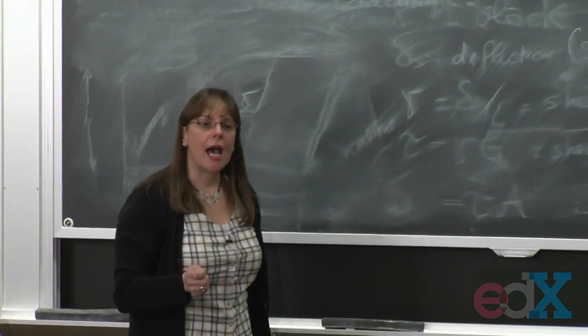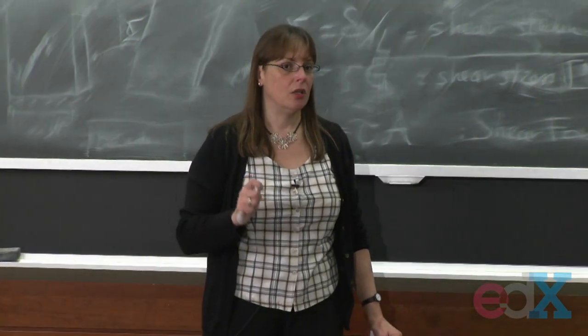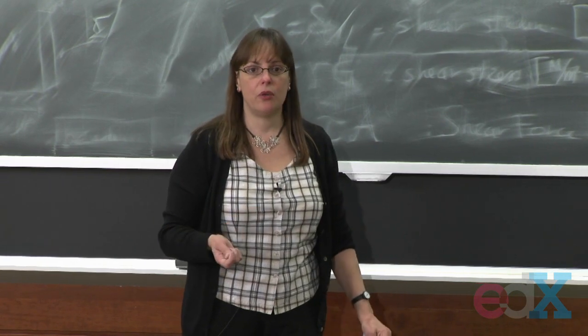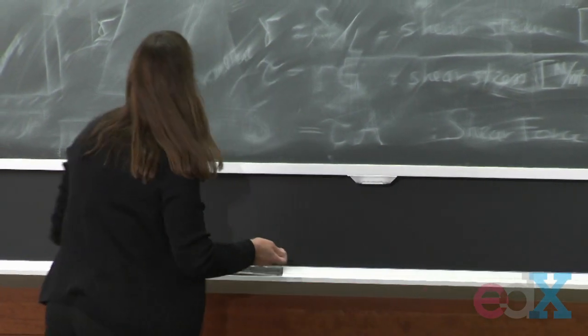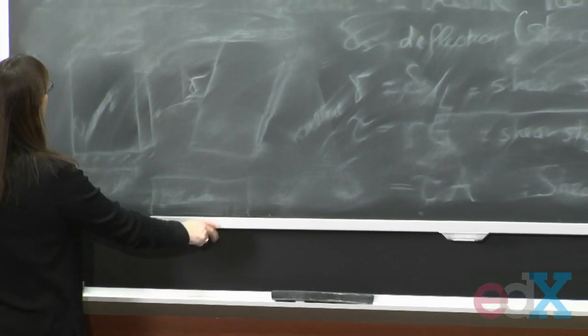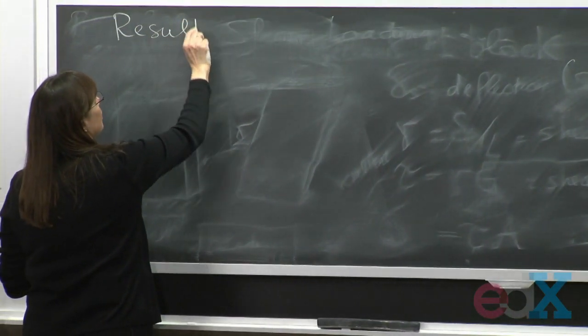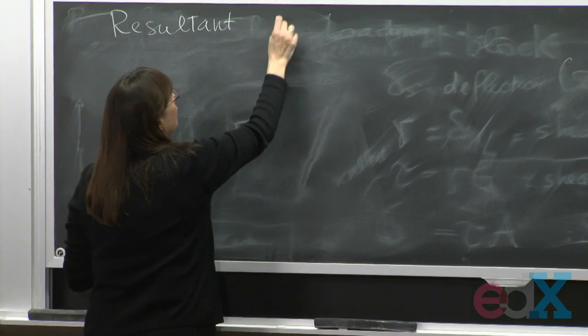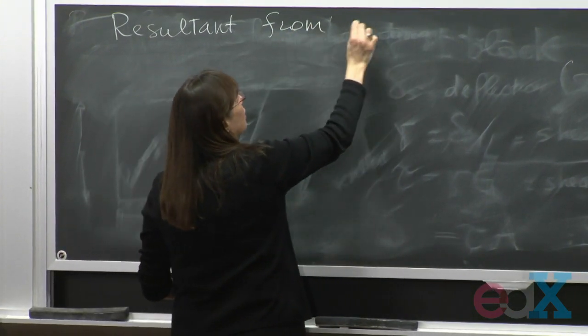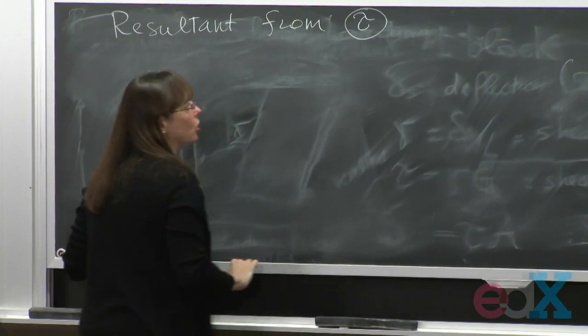OK, so how do we find the resultant of tau? We use equilibrium, and we integrate the stresses over the surface. So let's find the resultant from this tau distribution on the surface.